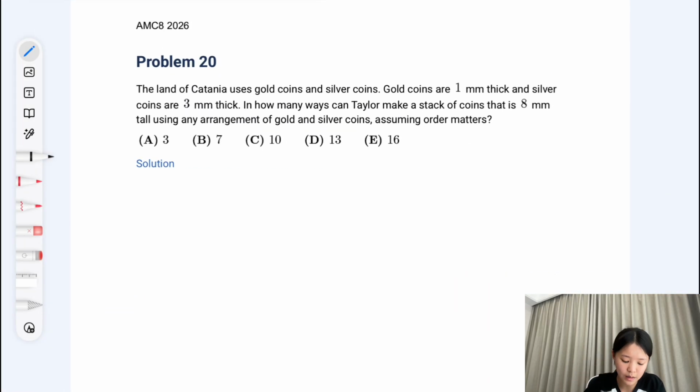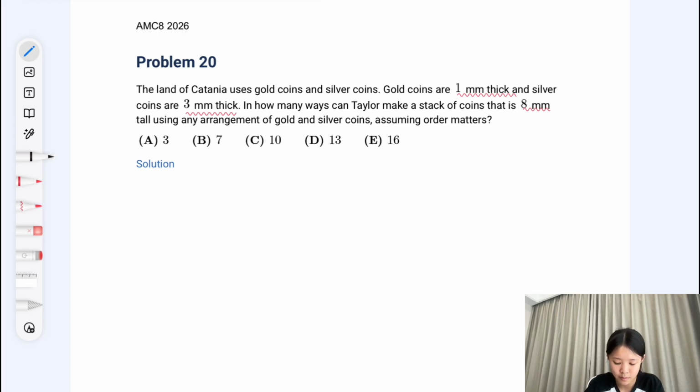Okay, so the land of Catania uses gold coins and silver coins. Gold coins are 1 millimeter thick and silver coins are 3 millimeters thick. In how many ways can Taylor make a stack of coins that is 8 millimeters tall using any arrangement of gold and silver coins, assuming order matters?